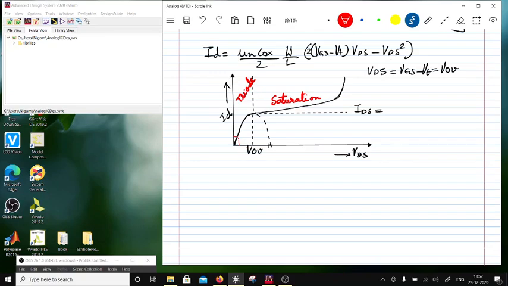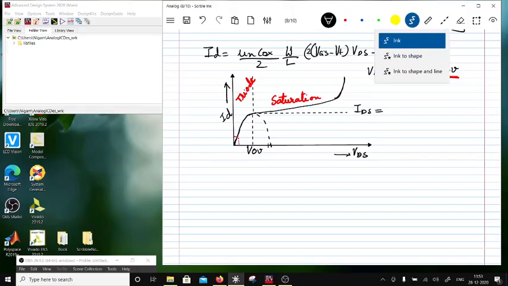Now this is for a given VGS or a given V overdrive, right? Now if I change VGS, I will get a different set of curves. So for example, if I reduce VGS, I will have the same thing, but it will go like that.